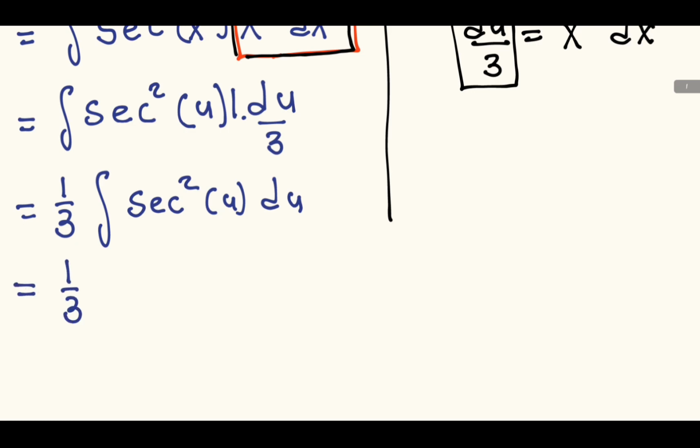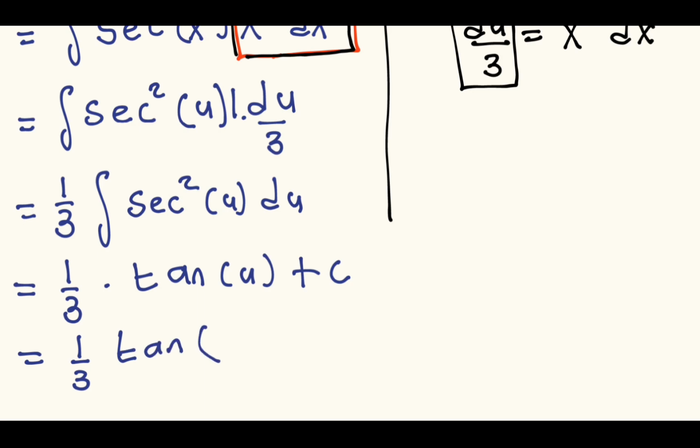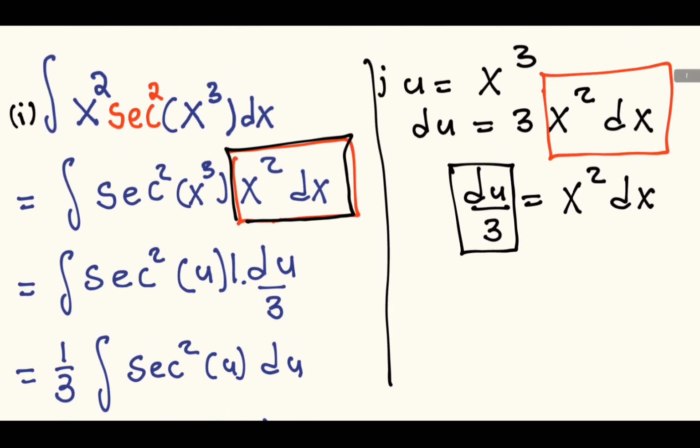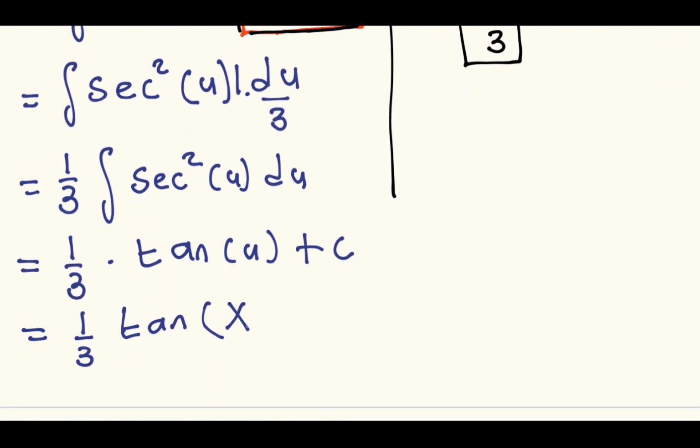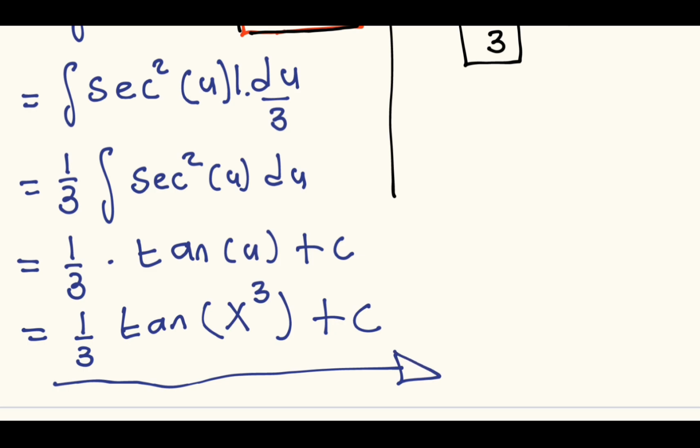and the integral of sec squared u du with respect to u will be equals to tan u plus c. Our integral was in the form of dx and not du, so let's substitute back the x cubed in the place of u, and this will be our answer for the first question.